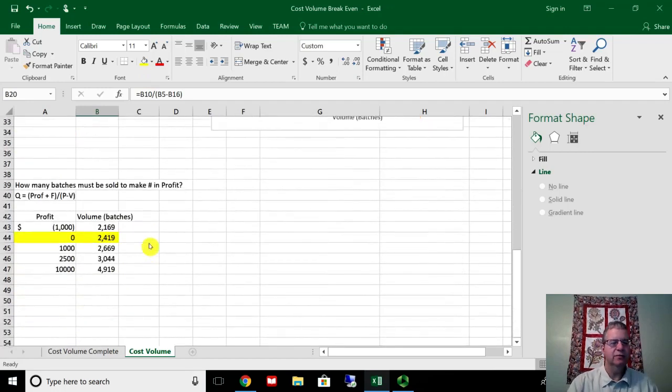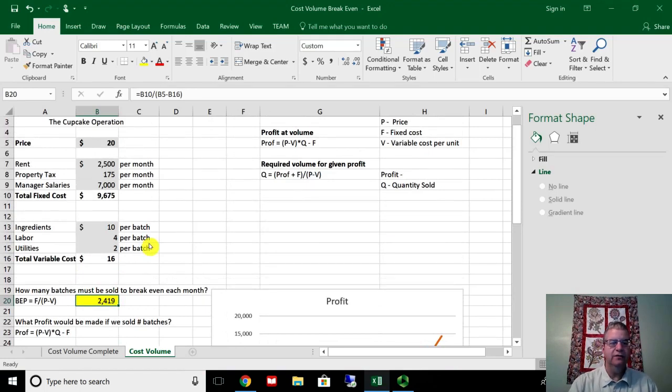So here's what that tells me. If my goal is to only lose $1,000 for the month, we need to produce 2169 batches. We need to sell 2169 batches. Break even, 2419. If we're looking for $1,000 a month profit out of this business, 2,669. If we're looking for $2,500 a month profit, then we've got to sell 3,044 batches. If we're trying to get $10,000 worth of profit, then we got to sell 4,919 batches.